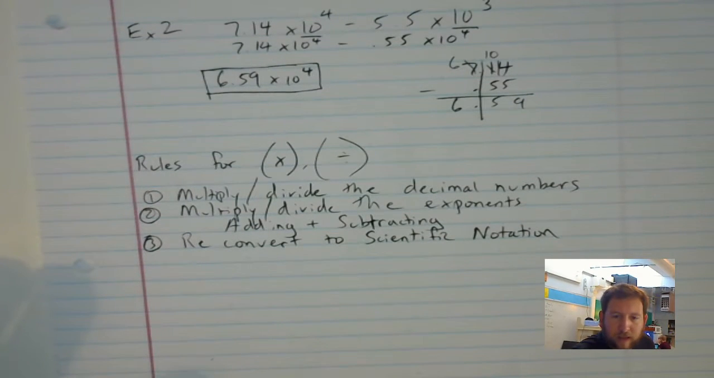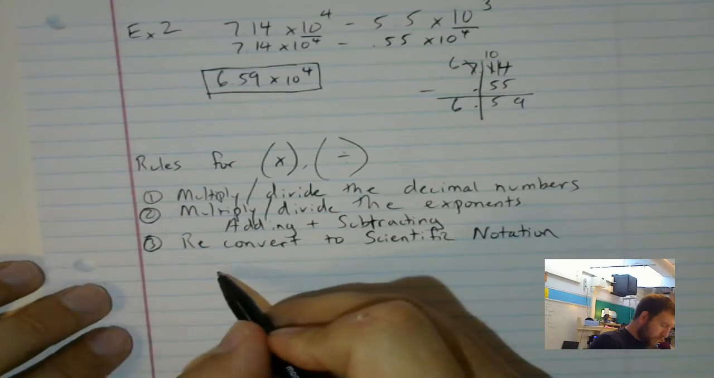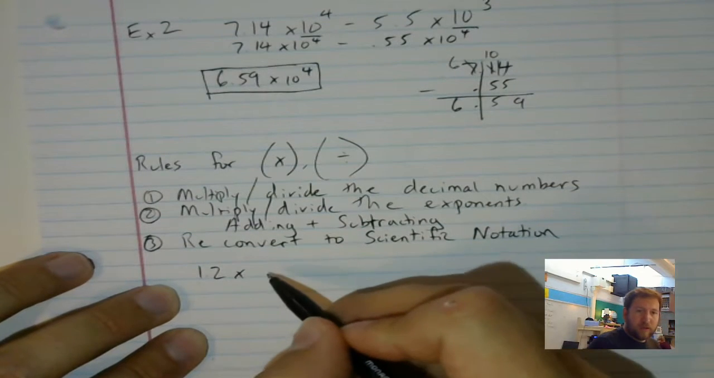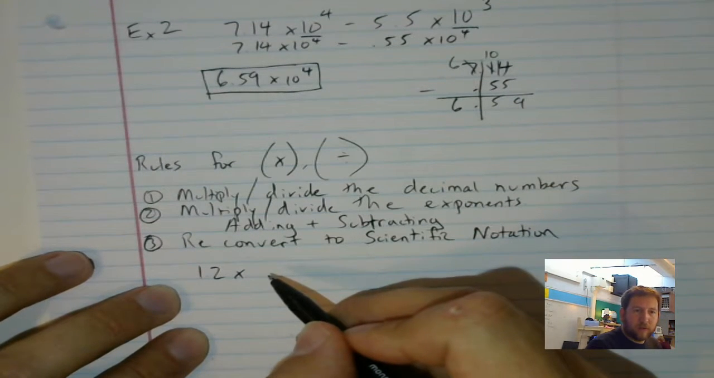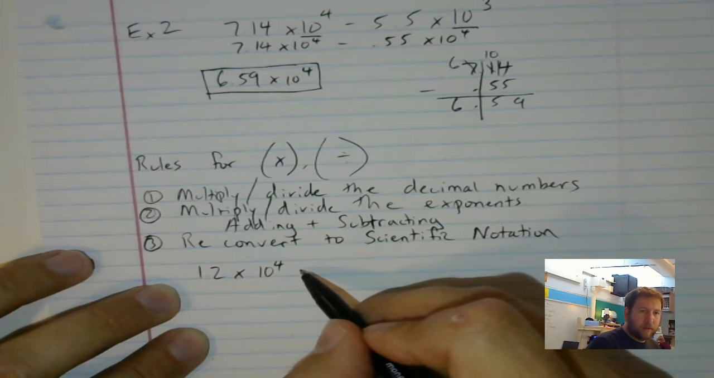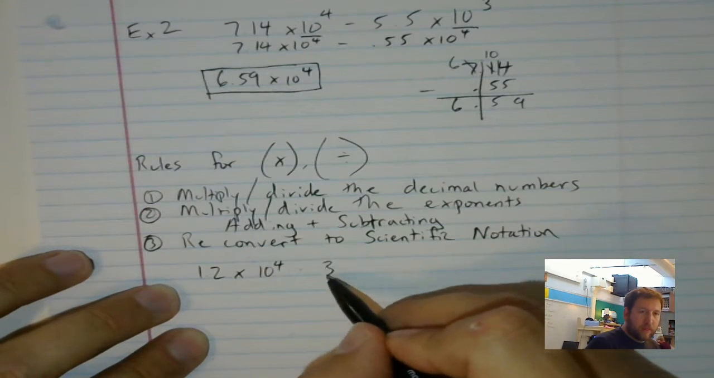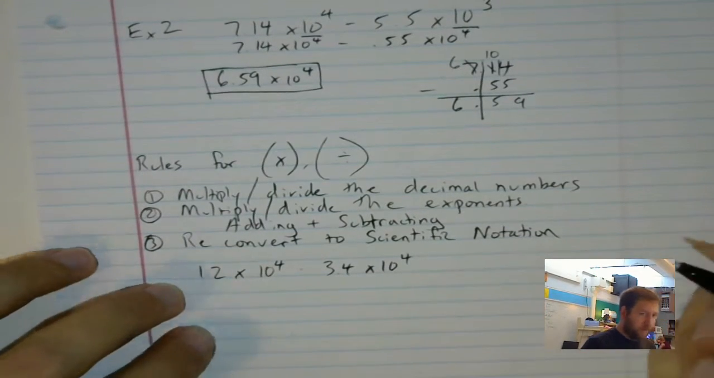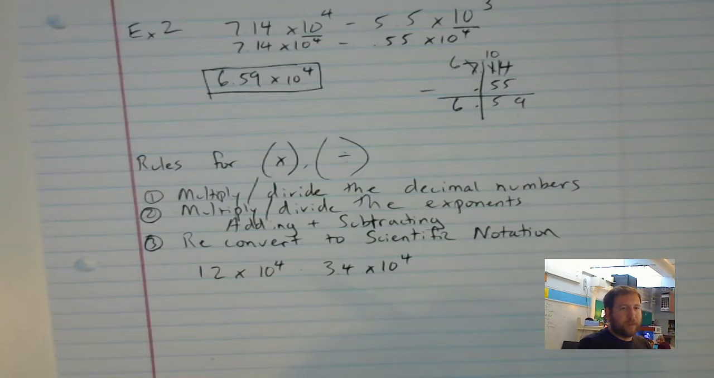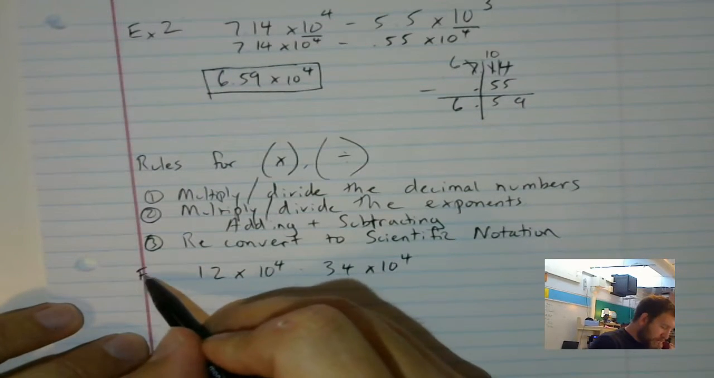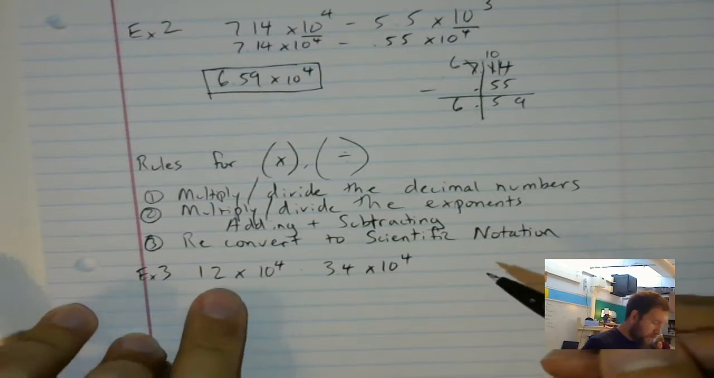Let's look at this one. We have 1.2 times 10 to the 4th times 3.4 times 10 to the 4th. All right, so here's what we're going to do. We're going to follow our steps. Let's label this example 3.